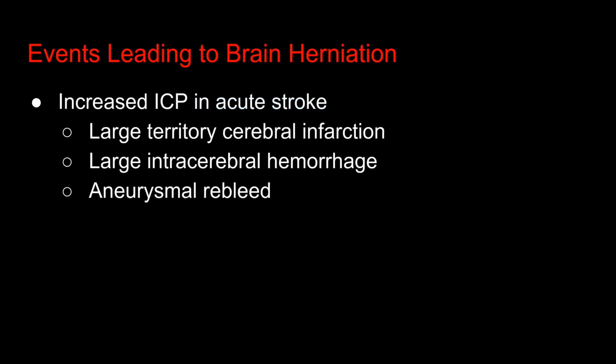So what could lead to increased intracranial pressure in acute stroke is if you have a large stroke, such as a large infarct, or a large intracerebral hemorrhage, or subarachnoid hemorrhage from ruptured aneurysm. So any of these three will add volume to a very tight compartment, such as the skull.